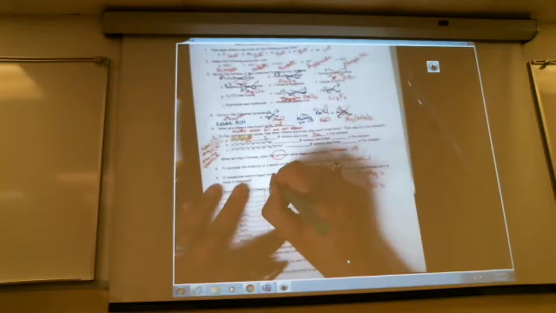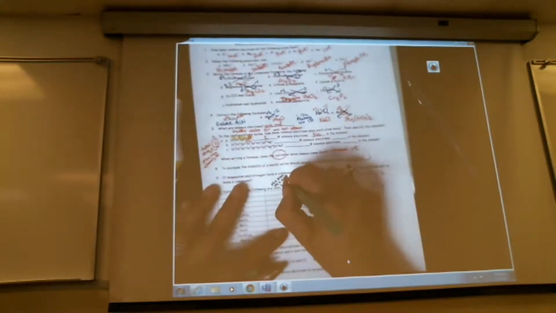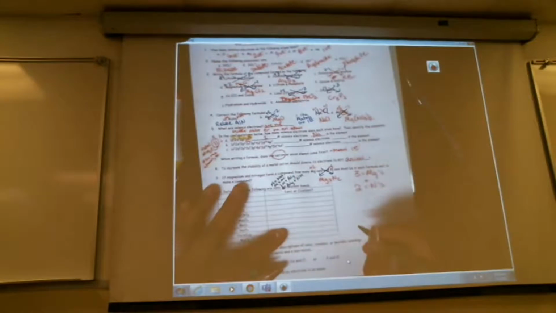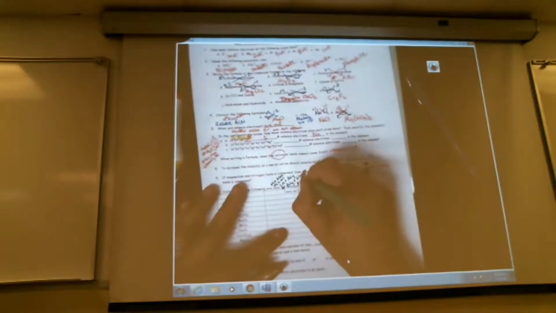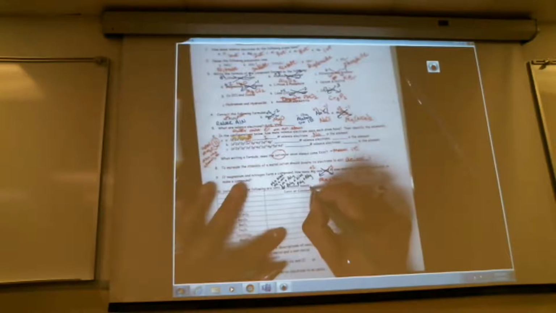Ionic is going to be metal plus non-metal. Ionic is going to be metal plus metal. Ionic is going to be metal plus polyatomic. Ionic is going to be polyatomic plus non-metal. Ionic is going to be poly plus poly. And that's 5 different ways that it can become an ionic bond. Covalent is easy. Non-metal plus non-metal. So now that I have that information, now we're ready to go.